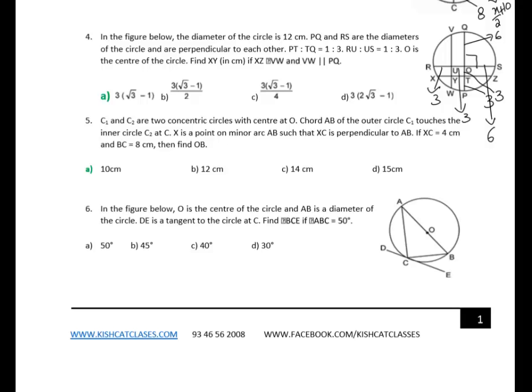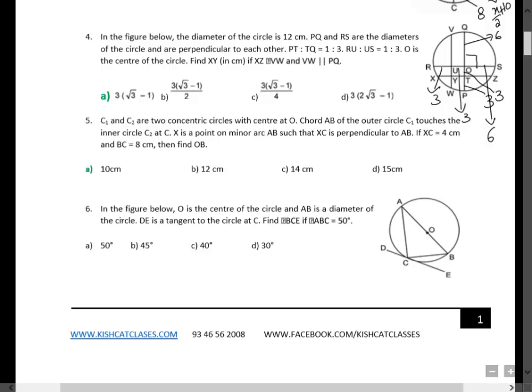XY is one part of the chord. How can you find XY? It's very simple. Just draw a straight line meeting X and O. What is OX? OX is the radius. How much is the radius? 6 centimeters. How much is OT? 3. How much is XT? 6 squared minus 3 squared, 36 minus 9, 27. So XT is root 27, that is 3 root 3.